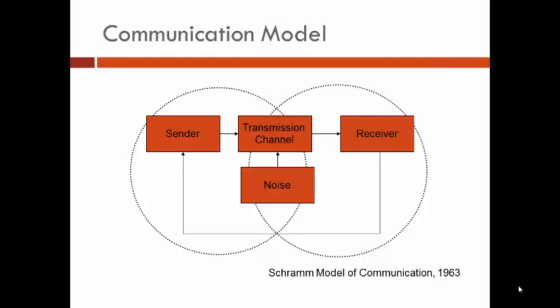Where the sender's and receiver's unique frames of reference overlap, Schramm places that signal where the transmission can occur. This means that the message has to fall within that area where the two frames of reference overlap. The message has to fall within the sender's frame of reference or knowledge base and within the receiver's frame of reference or knowledge base. Otherwise, the message may not be effectively communicated.